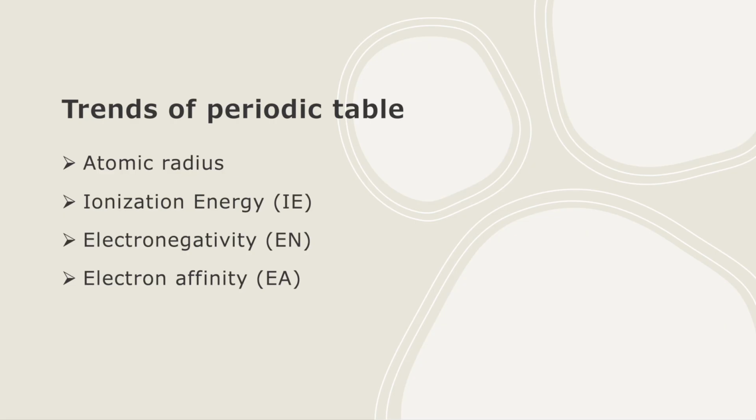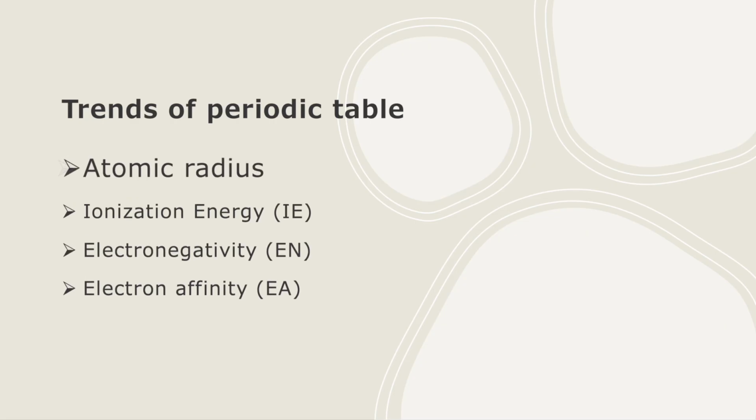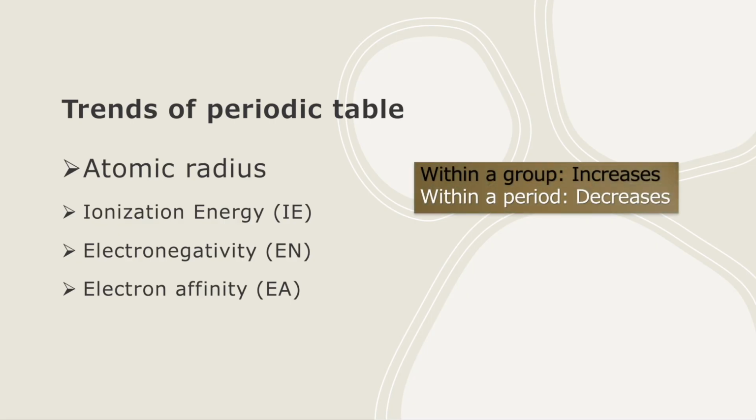So what is atomic radius? It shows the size of the atom, hence the name. Atomic size depends on the number of shells and effective nuclear charge. In one group, from top to bottom, atomic size increases because the number of shells is increasing. Now let me give you a little information if you're still confused about it.